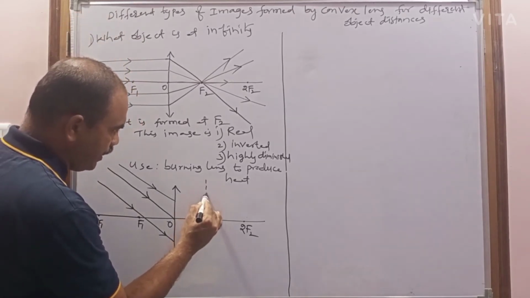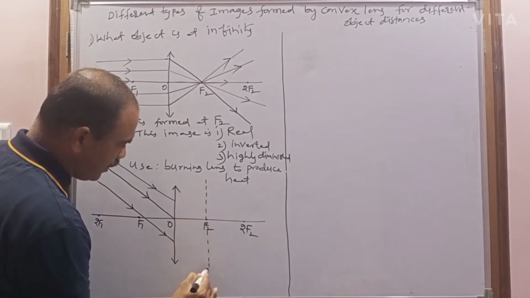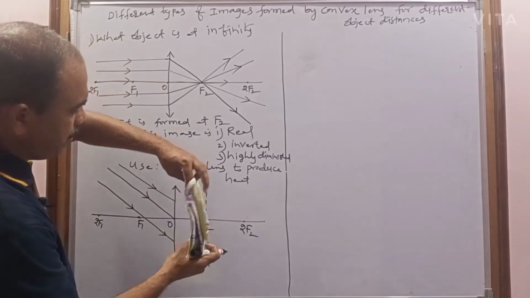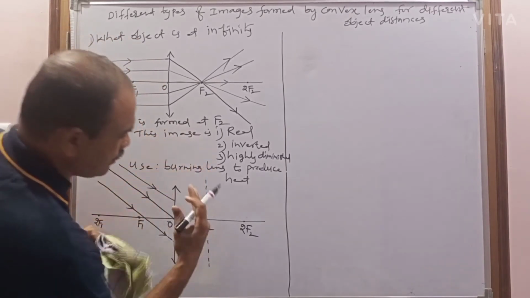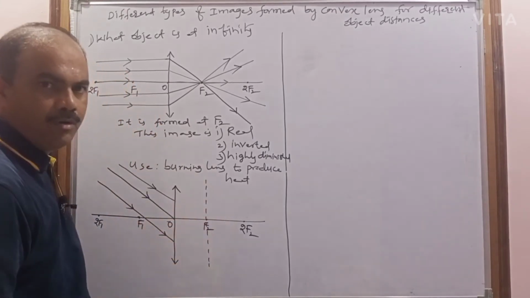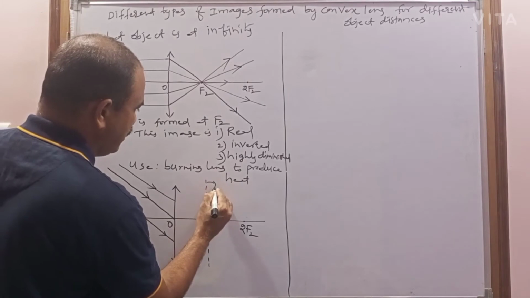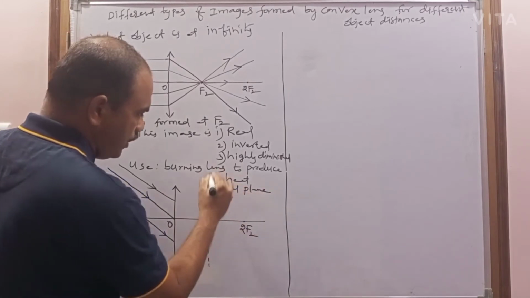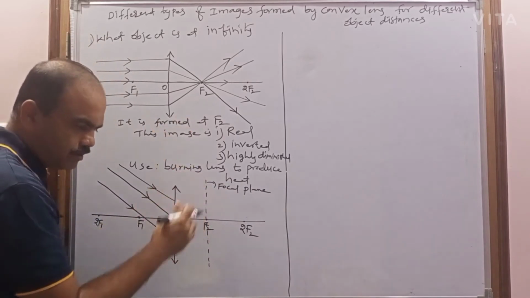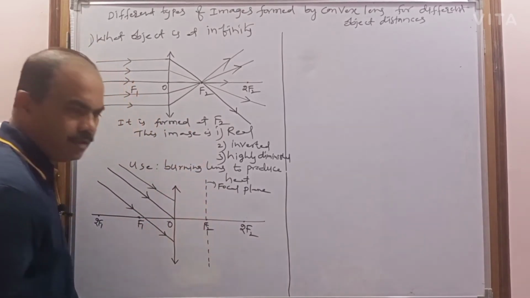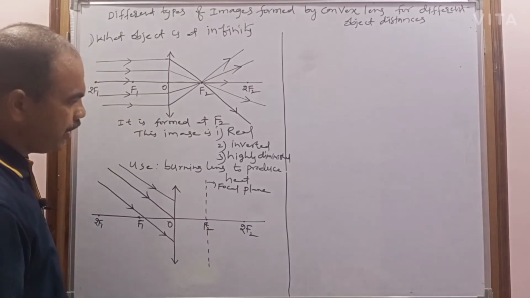What is the focal plane? I already explained it in the case of the concave mirror. The focal plane is a vertical plane. It will look like this, a vertical plane passing through the focus and perpendicular to the principal axis. So this is called the focal plane. So how can you draw the diagram?